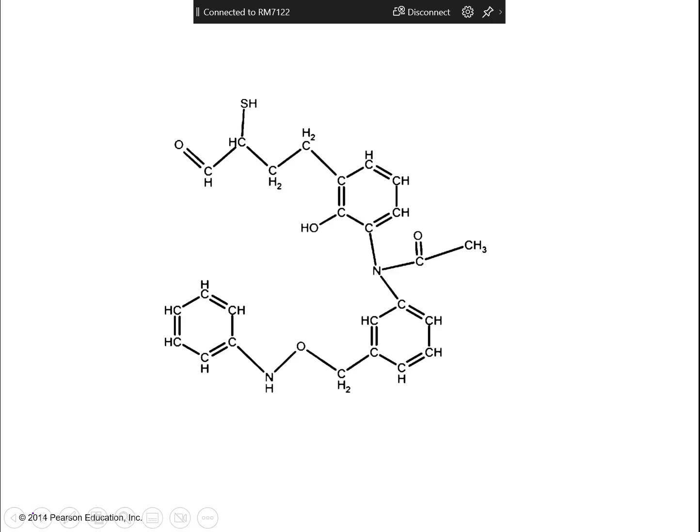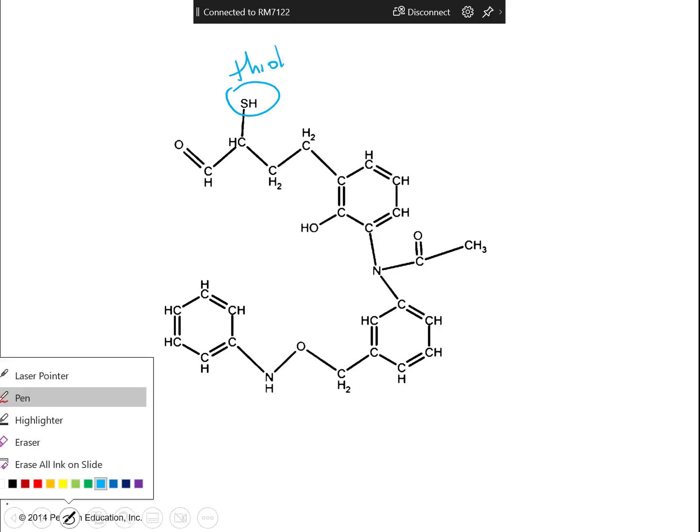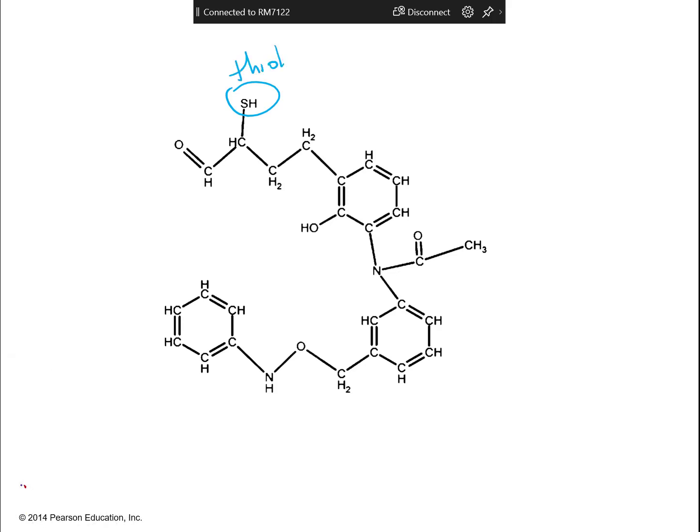Okay, so looking at this one, what's one you see? You see the thiol straight away. See, look, there's a sulfur. It's a thiol. Move on. Right, because that's the only thing it can be. Do you see something else? The ring with the OH, right? So if you see the ring, it's going to be an aromatic or a phenol. See that one? It's got an OH on it, so I know that that's a phenol.